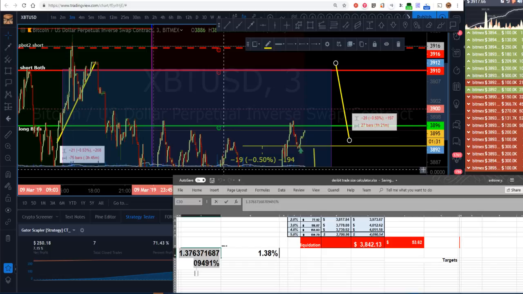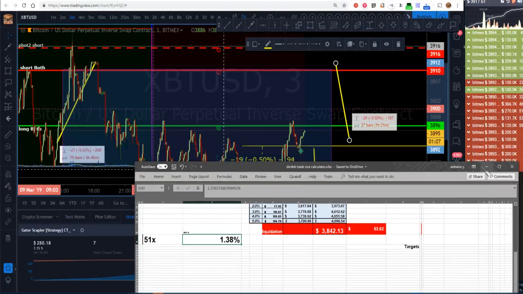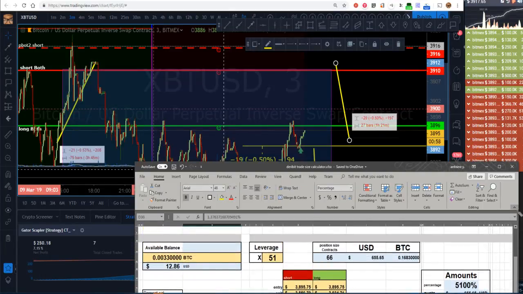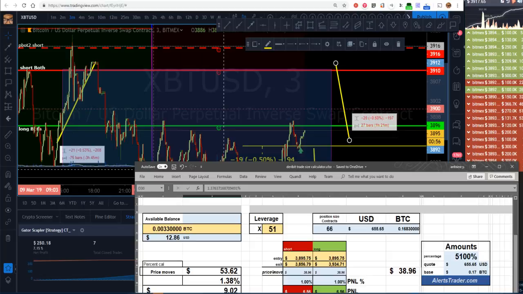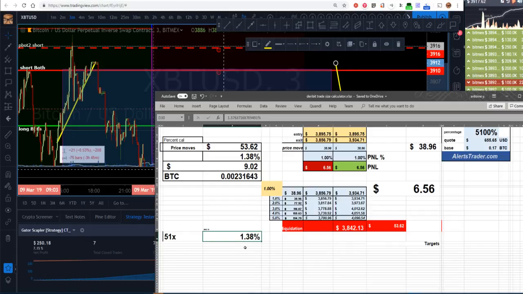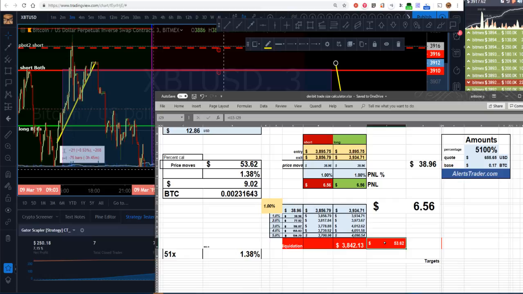It's gonna be 51X. Damn, that hard to do. Yes, it was that hard to do, guys. So a 1.38% move will liquidate your ass. You better pay attention to that, all right? That's 53 right here, according to this position. So it's always going to be 1.38% on a 51 times X move.